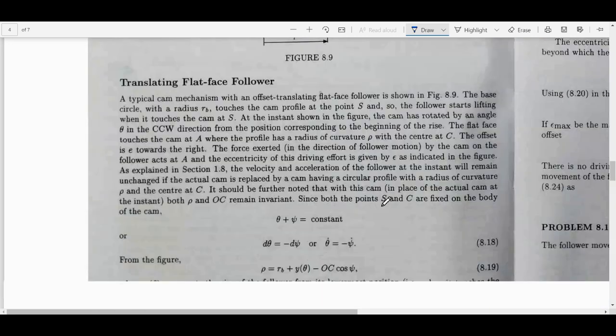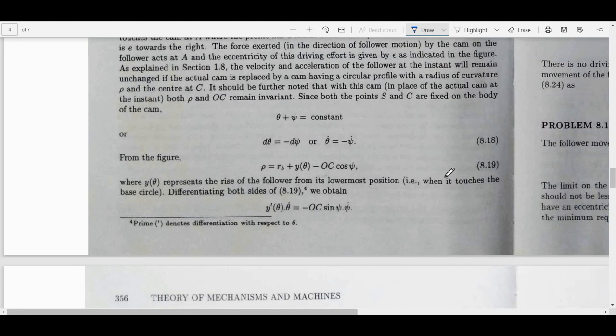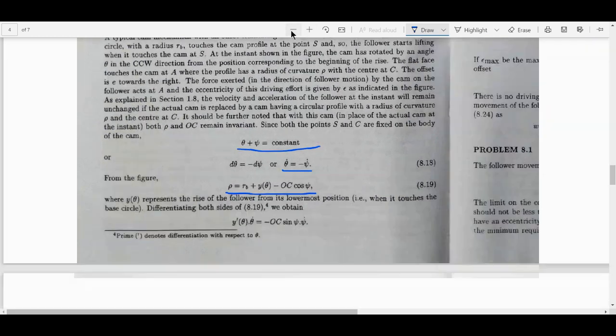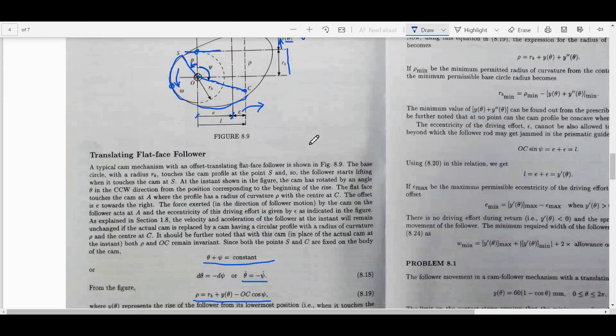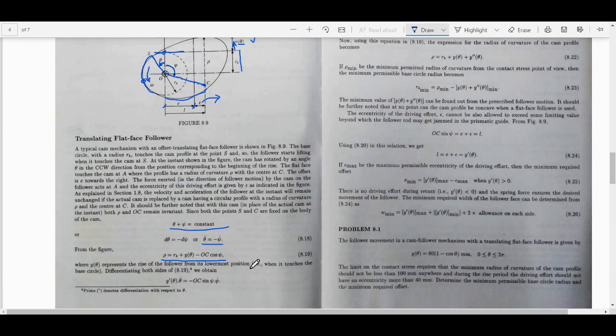Okay, so now as I indicated, this theta plus this psi is a constant for up to 2 derivatives, and that gives us this equation here. This one, now I think I will have to make it smaller, otherwise we will not be able to follow. Now you see rho, RB, Y and OC cos psi. So let's come here.